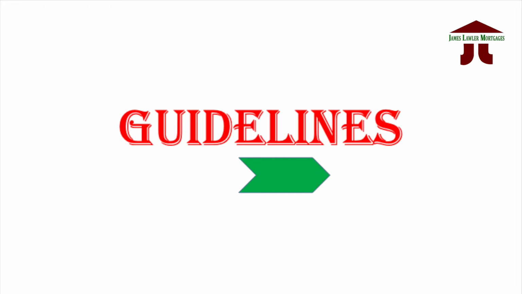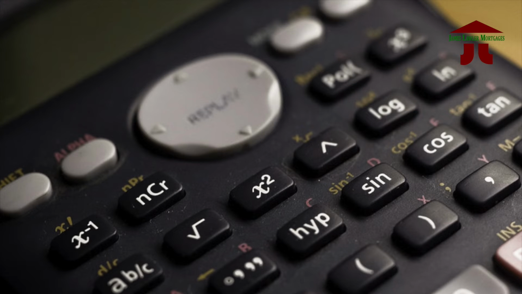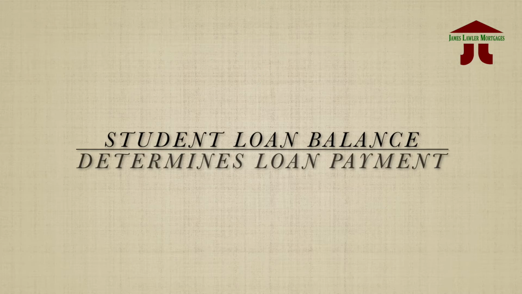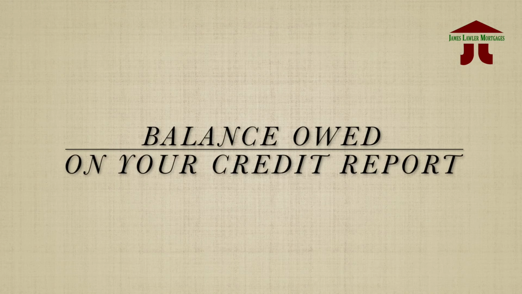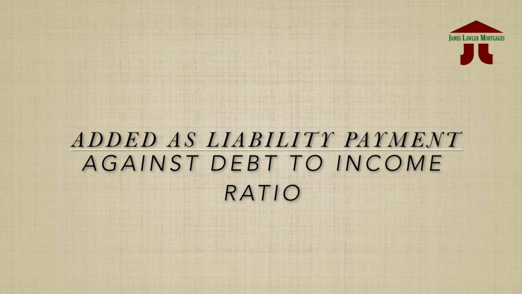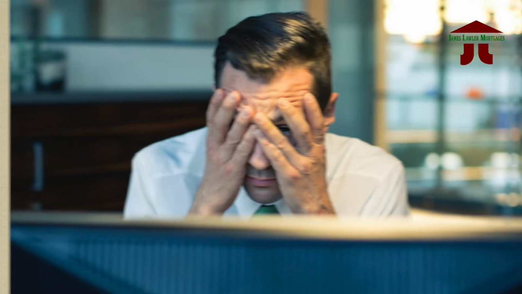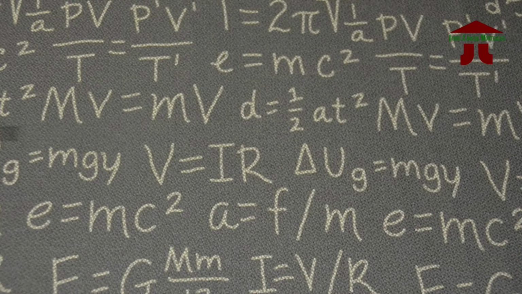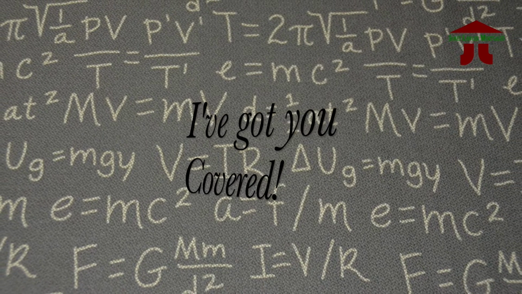Each of these programs has different guidelines on how to calculate the balance of your student loans, and frankly, after reading the guidelines myself, it can be confusing. The student loan balance determines the loan payment as calculated by the balance owed that is reporting on your credit report, which is then added as a liability payment against your debt-to-income ratio. Whew, that was a lot. I know it's complicated, but rest assured, I will solve those equations for you.